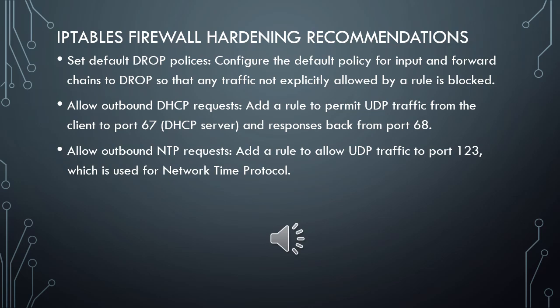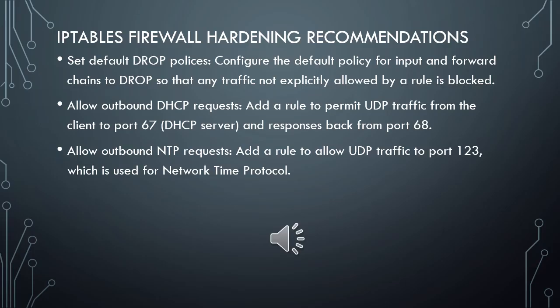The second recommendation will be to allow outbound DHCP requests to maintain network connectivity. Allow outbound DHCP requests. This permits the server to obtain an IP address dynamically by sending UDP packets to port 67 and receiving responses on port 68.